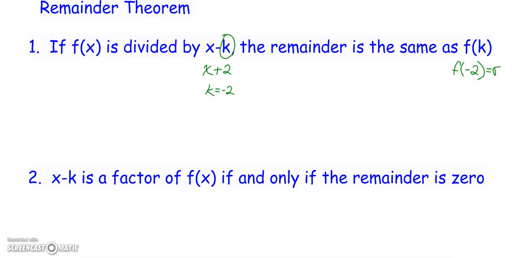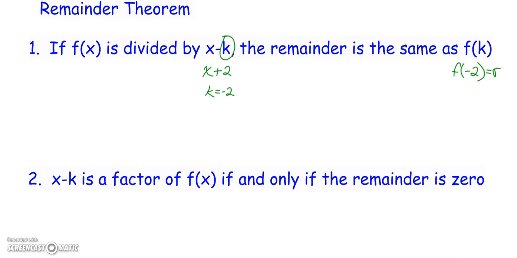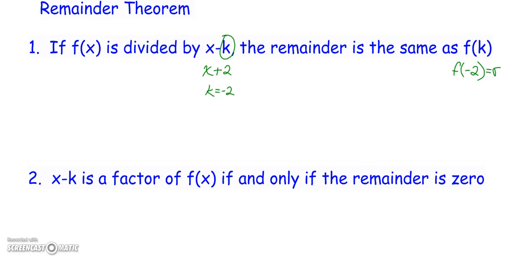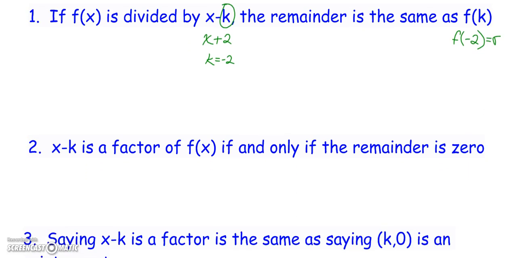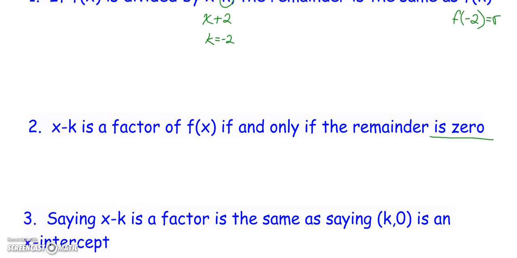Because sometimes I want to try to find a remainder of 0, right? Because if it's a remainder of 0, it goes in evenly. So the nice part to that, x minus k is a factor of f of x if and only if the remainder is 0. Right? So if I can do f of a number, and that total turns out to be 0, well then you have found one of the factors. We'll talk about that in a little bit.